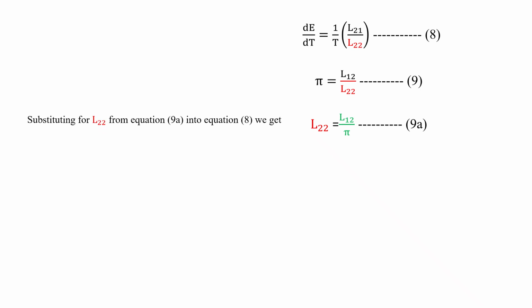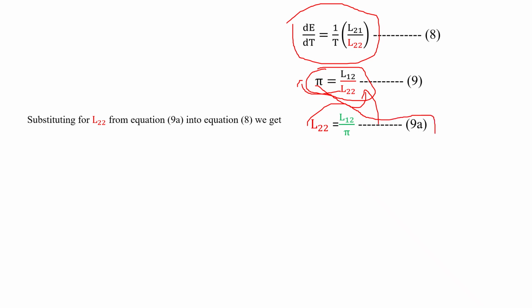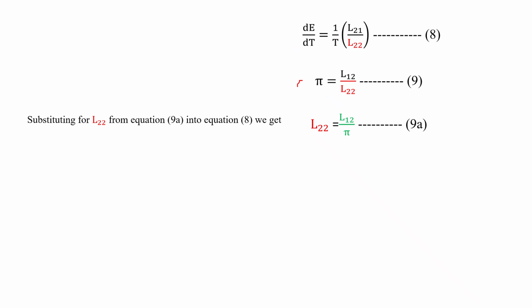So here you can see equation 8, dE by dt is equal to 1 by T L21 by L22, and equation 9, the Peltier coefficient π is equal to L12 by L22. If you bring L22 to the opposite side, it will go to the numerator, and π, which we bring to the opposite side of the equal sign, will go to the denominator. So this becomes L22 is equal to L12 by π. This is equation 9a.